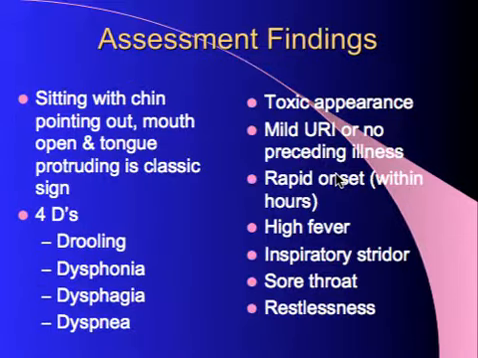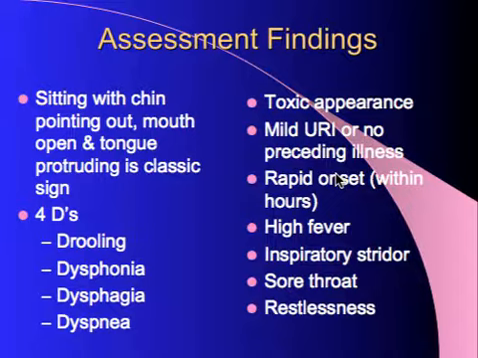Assessment findings: you're going to see a child who is sitting almost in a tripod position with the chin out, mouth open, and tongue protruding, and this is a very classic sign of epiglottitis. You will also see the 4 Ds, which is classic to epiglottitis: drooling, dysphonia, dysphagia, and dyspnea.